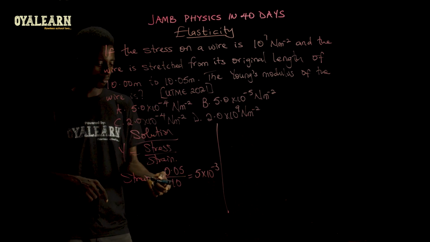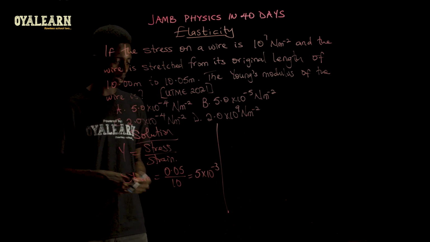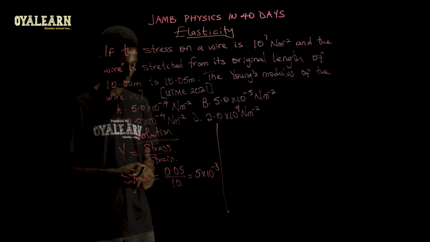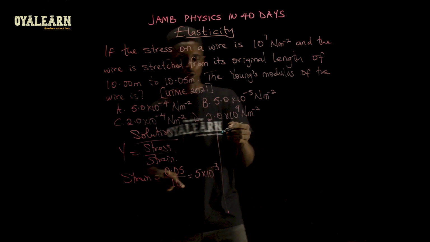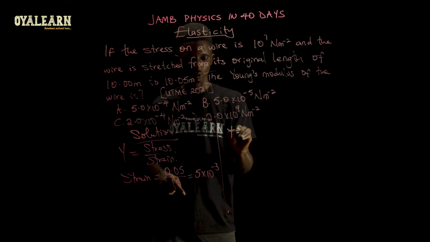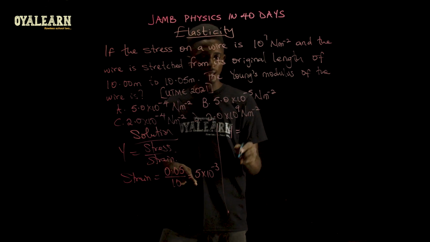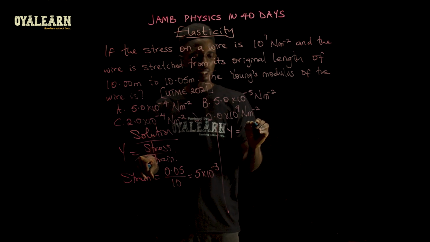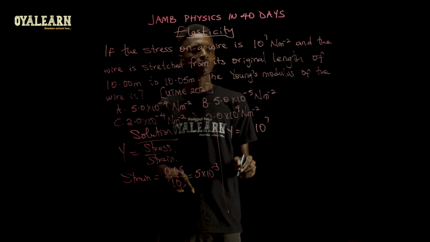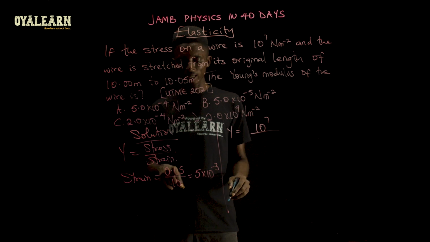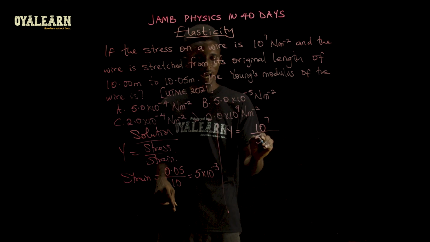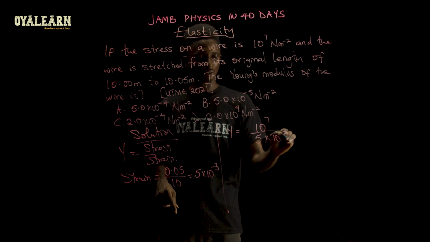Right? So now we have 5 times 10 raised to the power minus 3. So let's apply this to find the Young's modulus. Now Young's modulus in this case will then be, now we have this as stress, which is 10 to the power of 7, all divided by 5 times 10 to the power of negative 3.